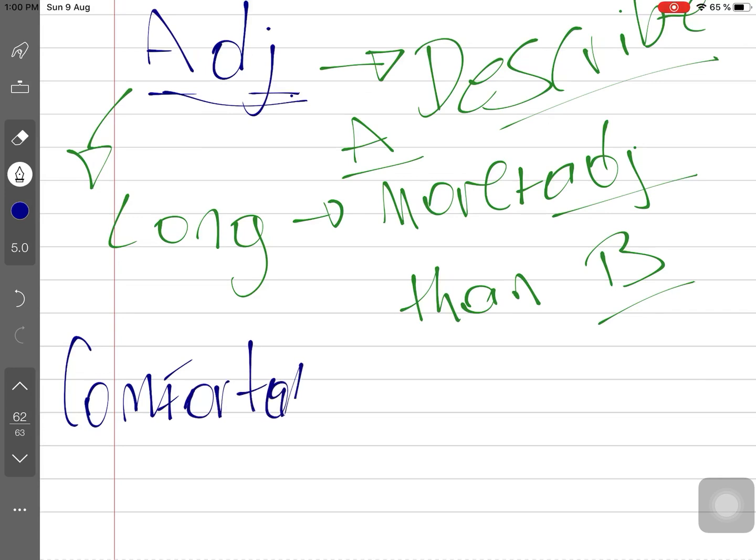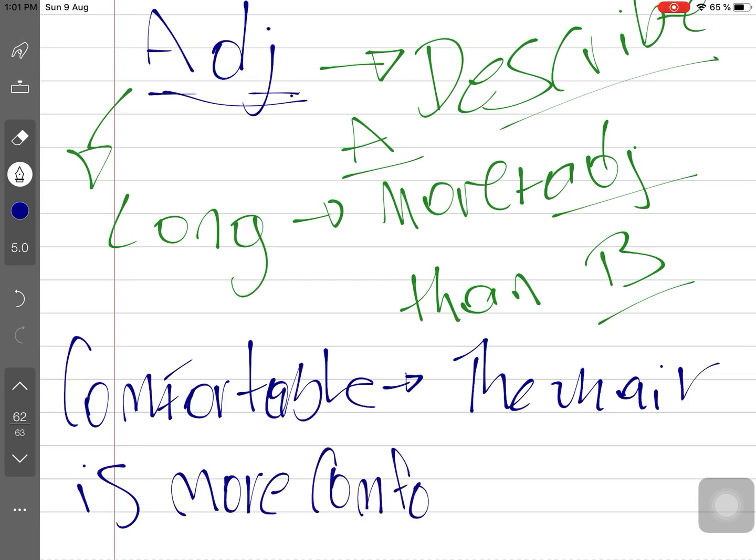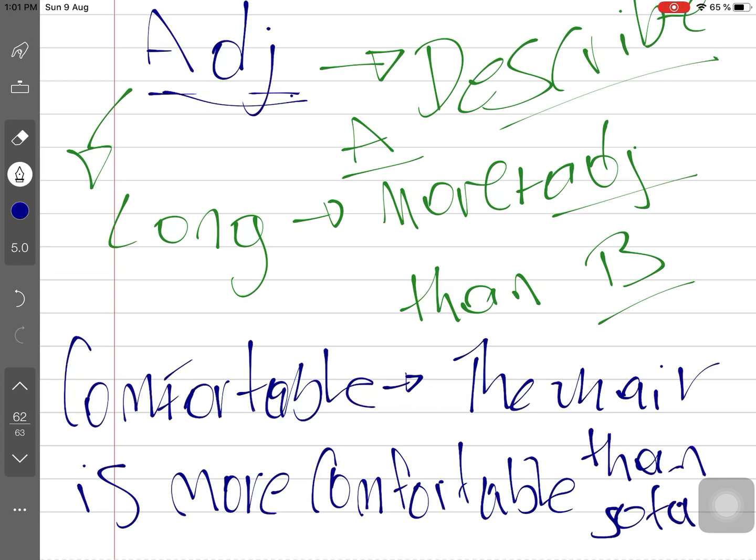Comfortable. Be careful of the pronunciation. Comfortable, yes? So you can use: the chair is more comfortable than the sofa. Yes? That is one example. This is random, yes.